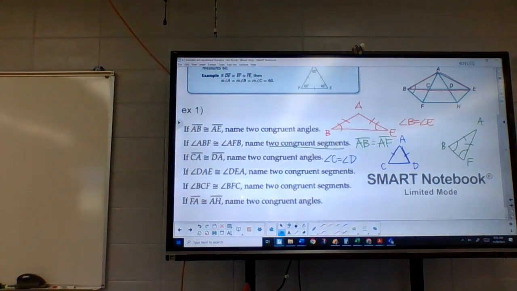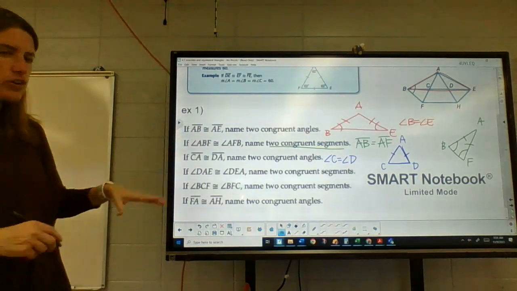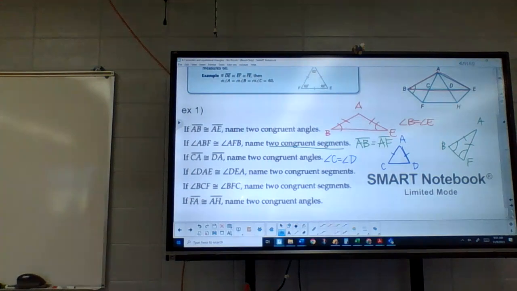So take a minute to look at the next 3 and see if you can do these. Again, I'm fine with you just using the single letters for the angles. See if you can try these next 3. I'll give you a little bit of time, and then, like I said, we'll take a break after that.